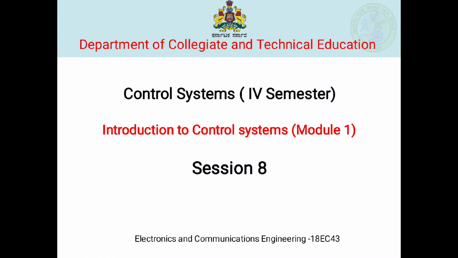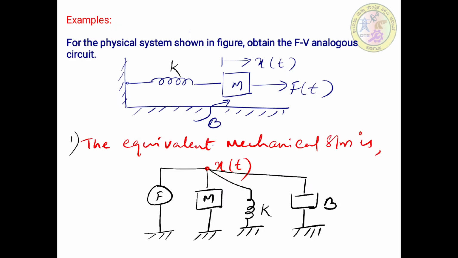So welcome to session 8. In this session we will see some of the examples of obtaining analogous circuits. Now as a first example we will consider how to obtain an FV analogous circuit, or force voltage analogous circuit, from the given mechanical system.